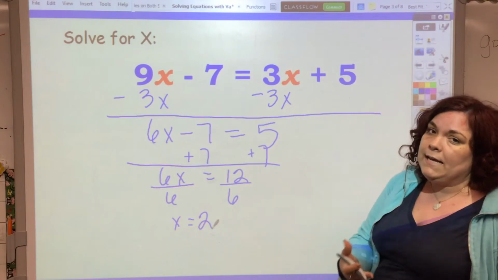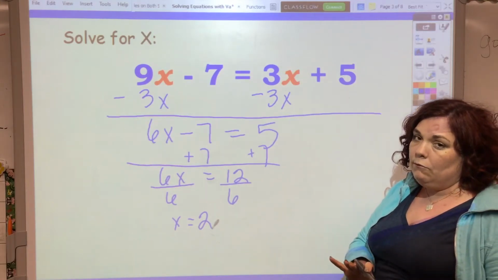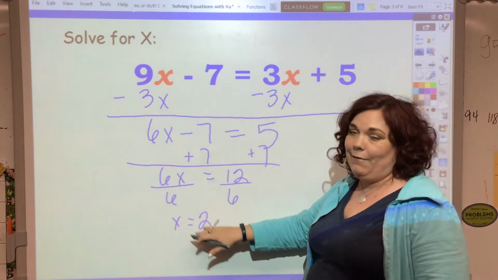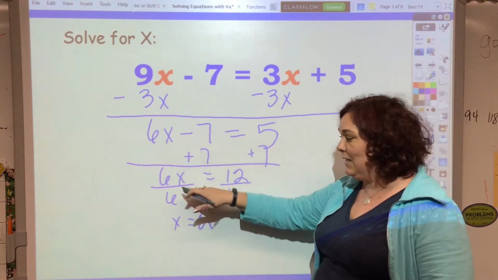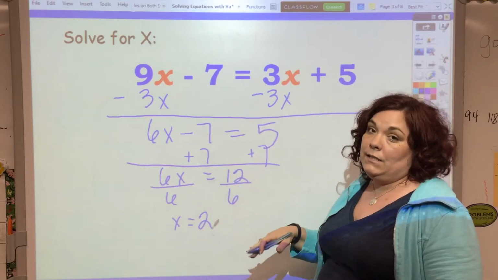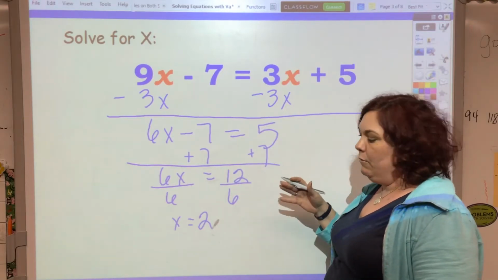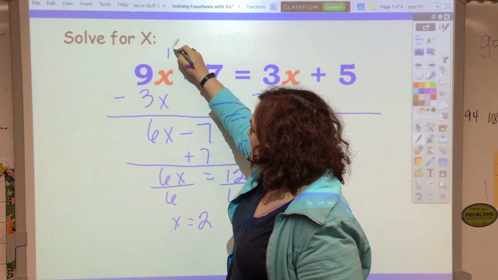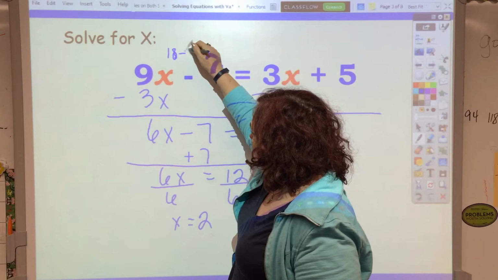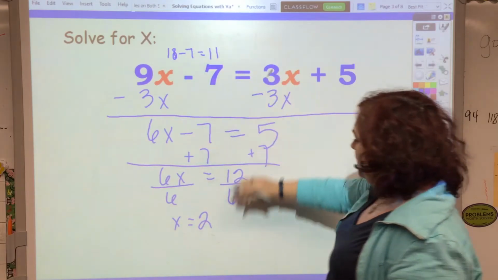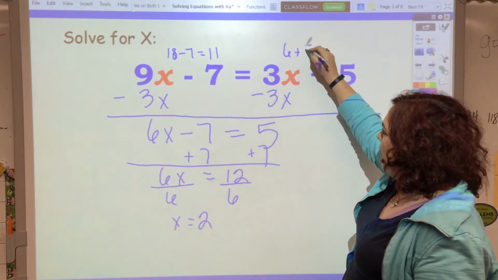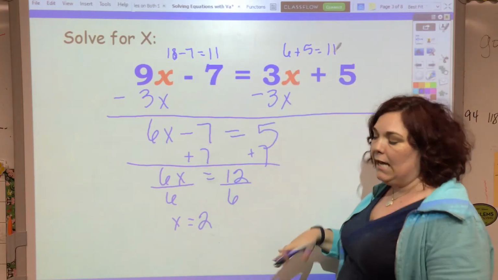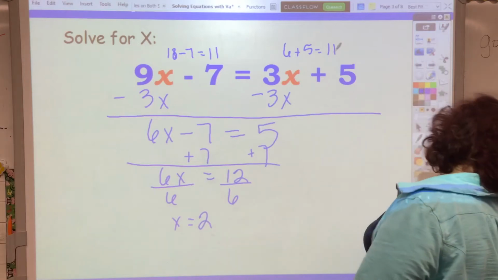Now always put it back in to make sure that you've done everything right. I actually started filming this video and didn't divide right. I put that x equals 6 because I saw this 6, and I realized it whenever I went back to check that it was wrong. So let's put 2 back in. So 9 times 2 is 18. Oops. 18 minus 7 is 11, and 3 times 2 is 6, plus 5 is 11. So 11 does equal 11. It checks. My answer is correct.